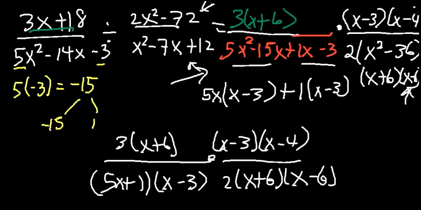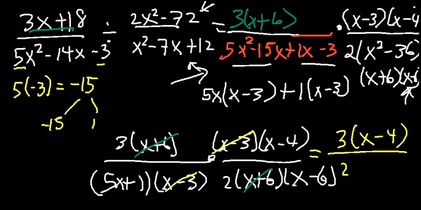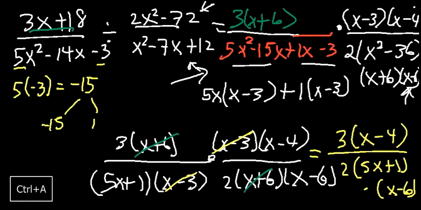This is supposed to be a 6 here, but I ran out of space. So the x plus 6 will cancel, and we can cancel the x minus 3. And that's all we can cancel. So we're left with, on top, 3 times x minus 4. And on the bottom, we have a 2 times 5x plus 1 times x minus 6. So that's the answer. That's as far as we can simplify it.